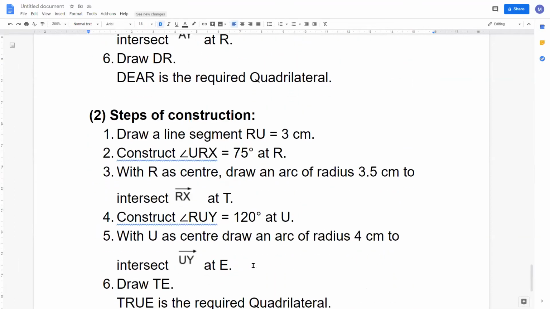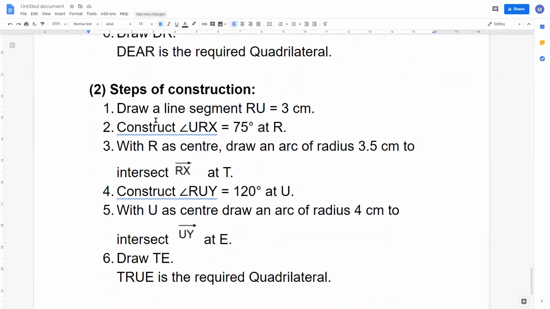Now, the steps of the second question. First step, draw a line segment RU equal to 3 cm. Construct angle URX equal to 75 degrees at R. With R as center, draw an arc of radius 3.5 cm to intersect ray RX at T. Construct angle RUY equal to 120 degrees at U. With U as center, draw an arc of radius 4 cm to intersect ray UY at E. Draw TE. TRUE is the required quadrilateral.